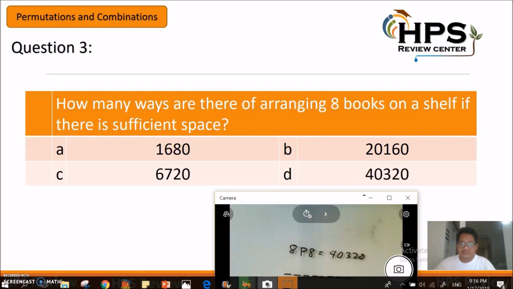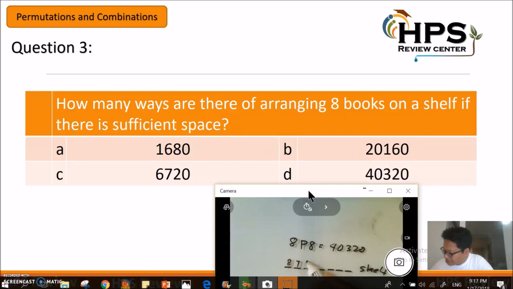Or you can also look at it in this way. So imagine this is the shelf. In this first space, you have 8 books to put there. You have 7 options of book that you can put here. And then this one is 6, 5, 4, 3, 2, 1. And then you multiply them up. And that's equal to 8P8 or 40,320. And that gives you letter D. Let's proceed to number 4.